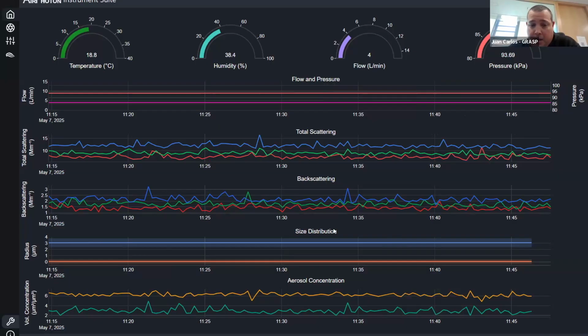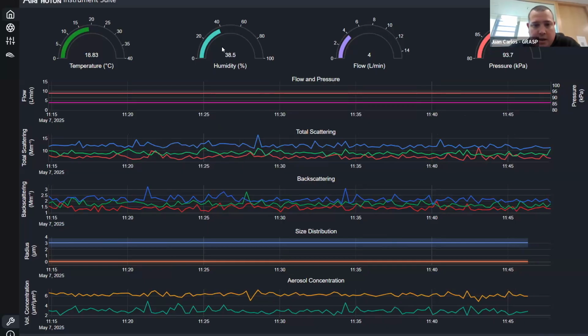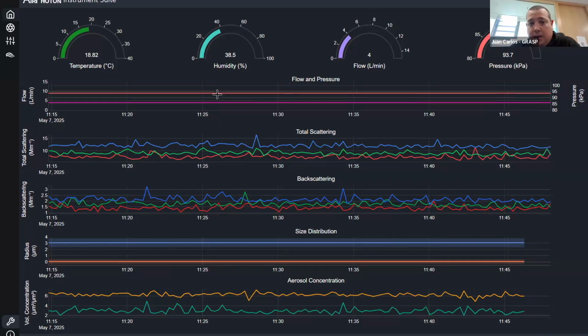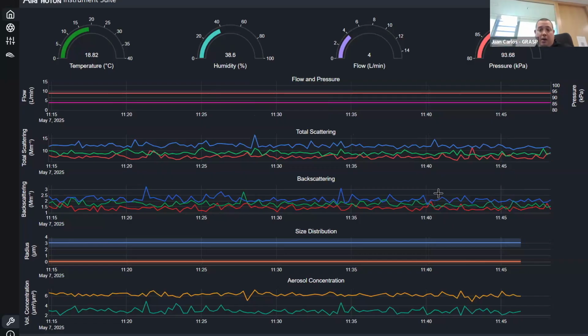We have included in the real-time dashboard at the beginning the temperature, humidity, flow, and pressure. We can see here the time series, how is the flow rate and the target flow. We include the total scattering and back scattering. All this application is under development right now.